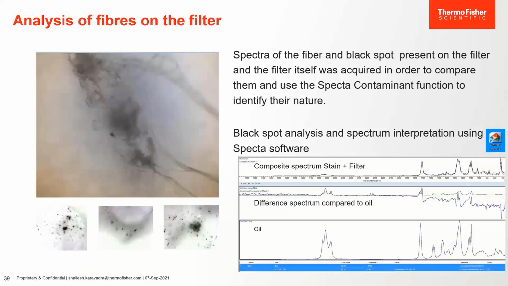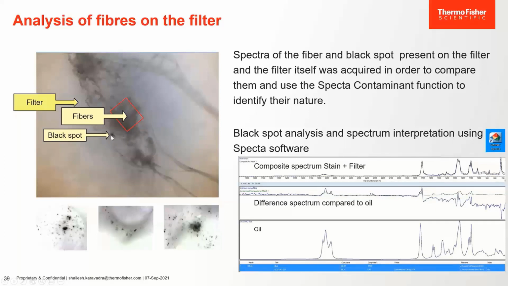Here in this example, first a spectrum of a filter was taken, then the fiber was taken, and a black spot was taken. Taking the spectrum of the filter is to subtract the filter from the composite spectrum.